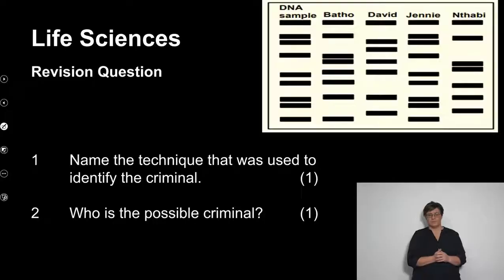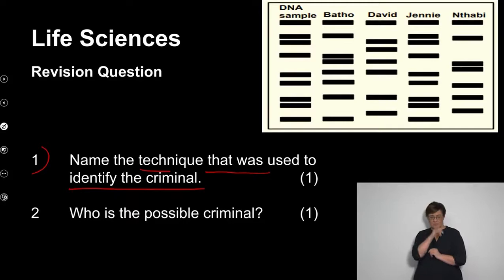So the first question on this, name the technique that was used to identify the criminal. So guys, this technique is called the DNA fingerprint or fingerprinting, and it's essentially a process that we use to identify individuals. We use the rationale that no 2 individuals have the same genetic makeup, and hence when DNA fingerprinting takes place, we know that it will produce a unique band based on an individual's genetic makeup.